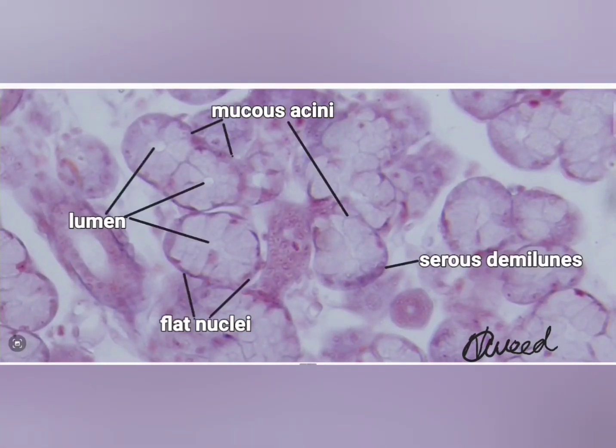The apical region contains mucin granules, which are washed away during the staining procedure. Some mucous acini have caps of serous cells known as serous demilunes.